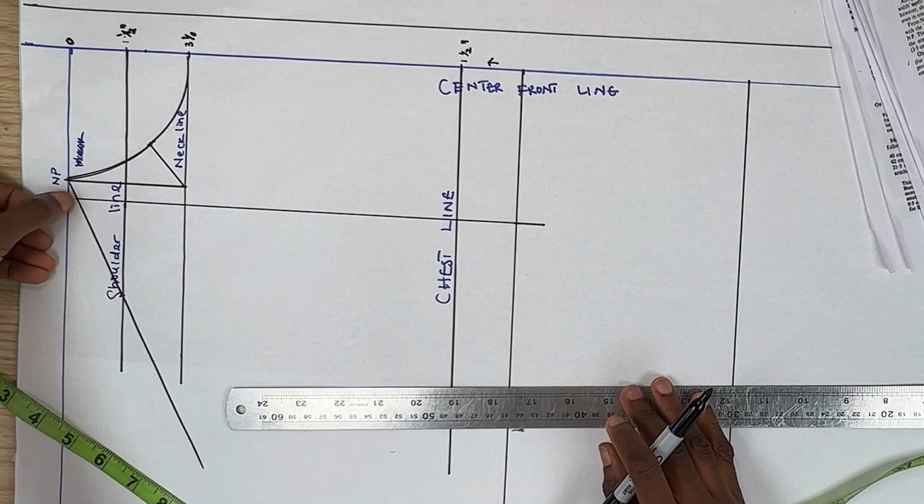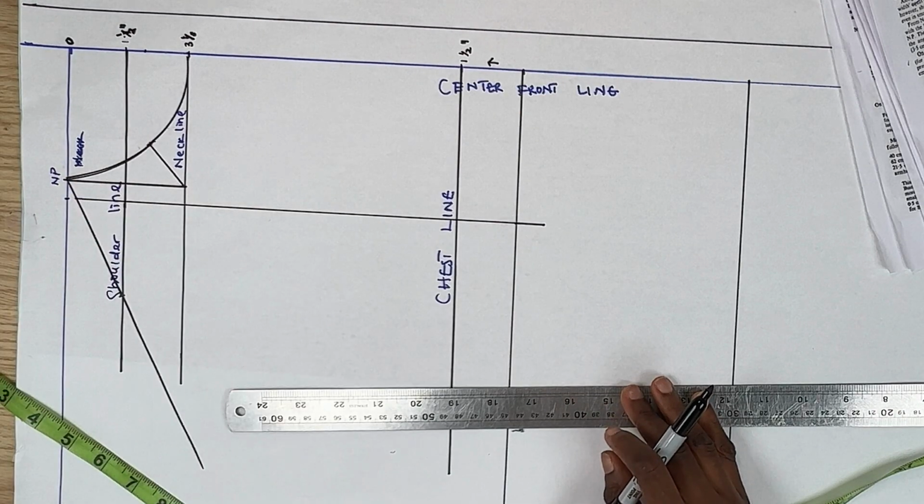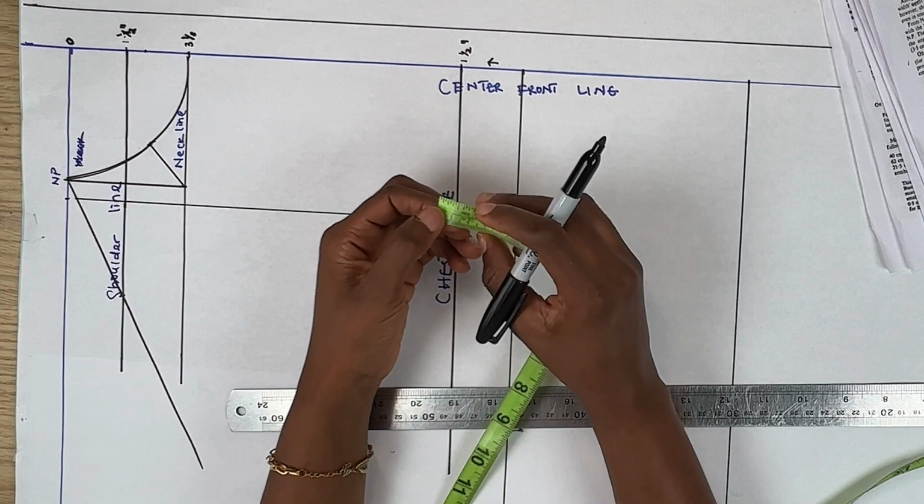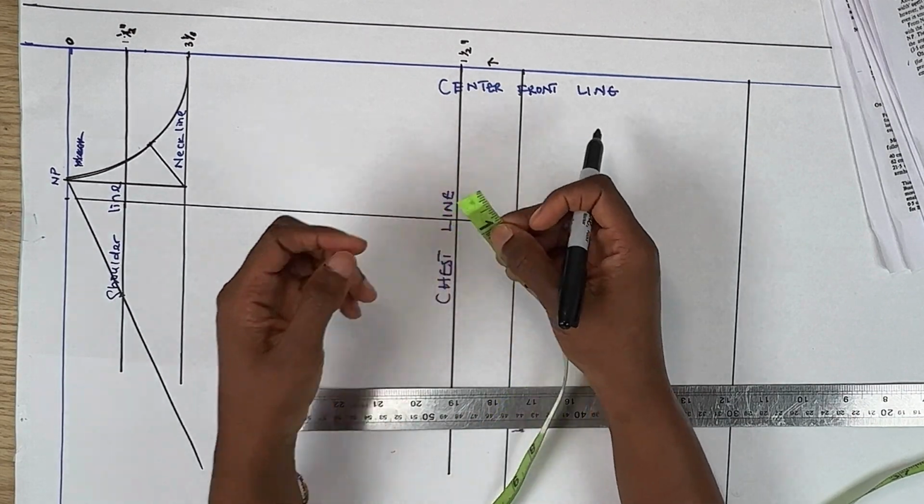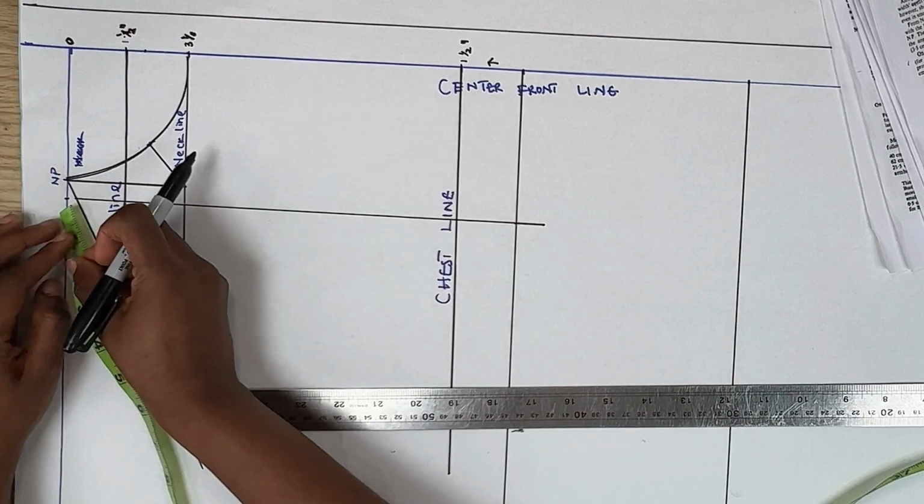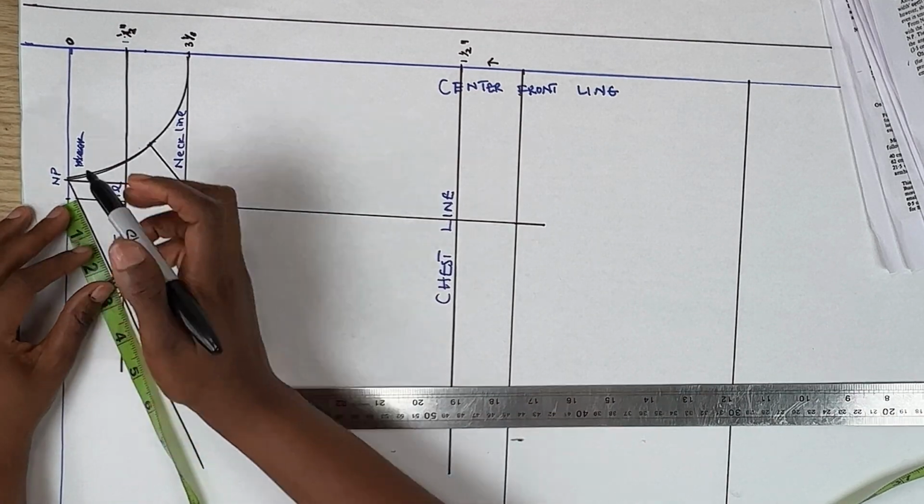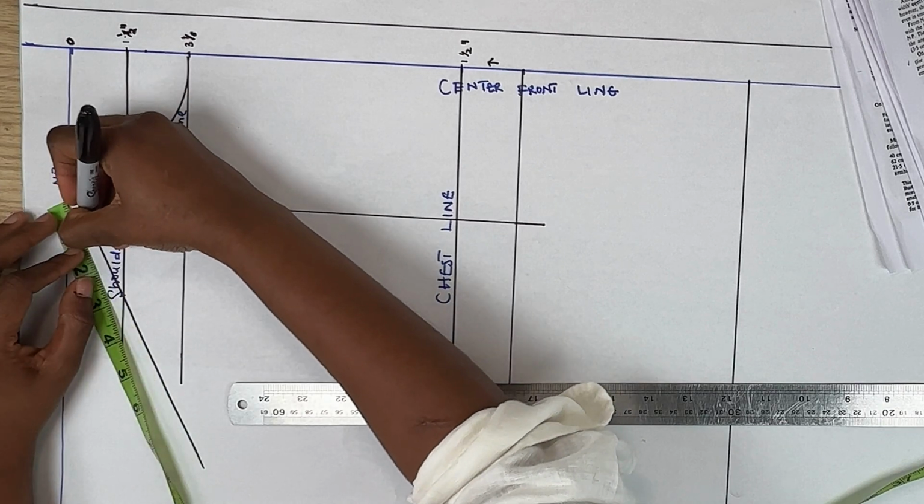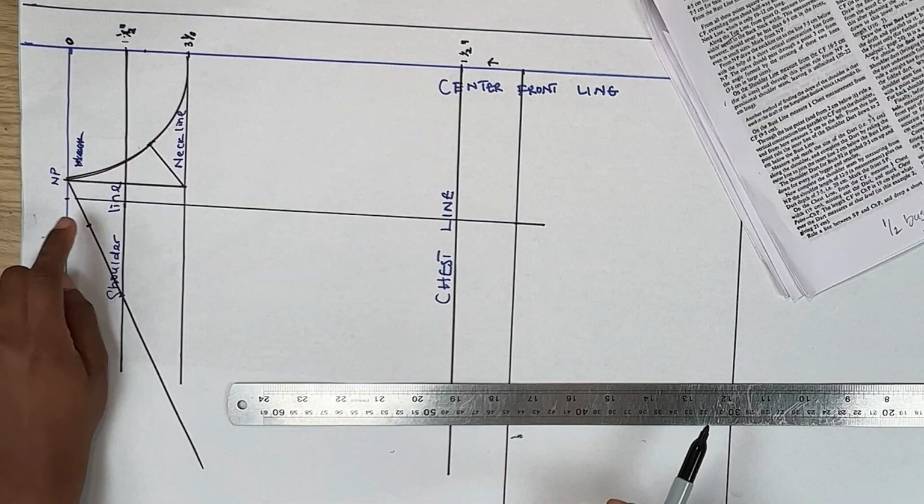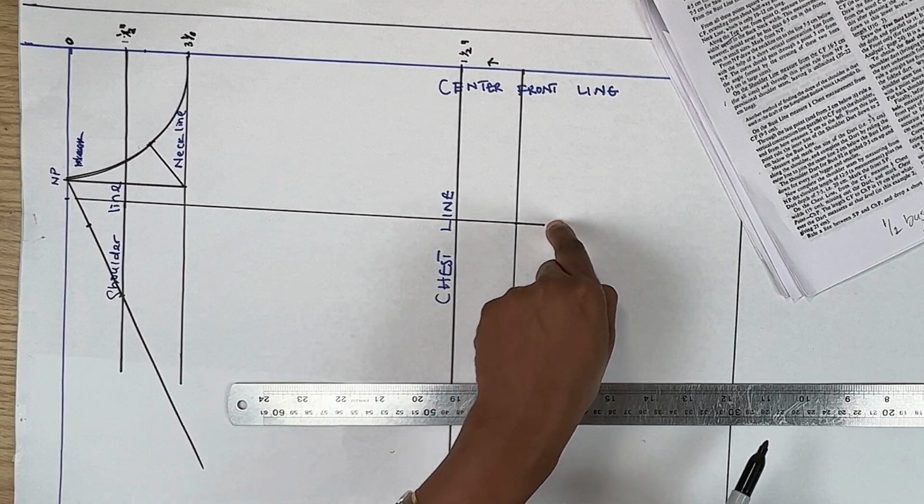From this point, measure 2 cm to the left, and 2 cm in inches is 3/4 of an inch. So once I've marked this point up here, I'm going to mark 3/4 of an inch towards the left hand side. Then connect this new point we've marked down to meet this point.